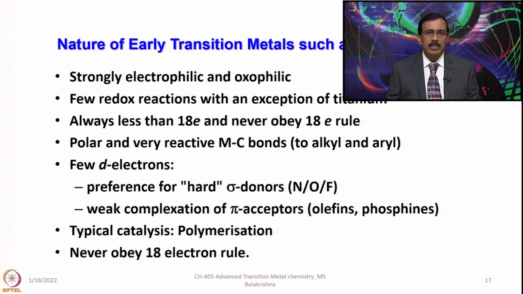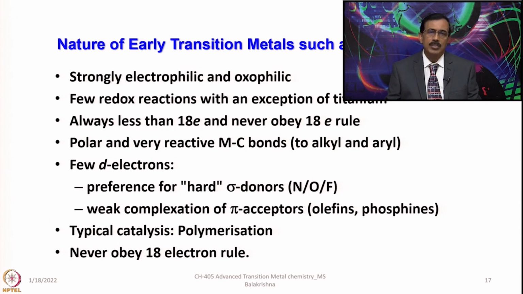And early transition elements are polar and very reactive. They have polar and very reactive M-C bonds, whether it is alkyl or aryl, and few d electrons are there. As a result they are hard sigma donors, hard acids, and they also prefer hard sigma donors such as nitrogen, oxygen or fluorine, and they form weak complexation with pi acceptor ligands such as olefins and phosphines.